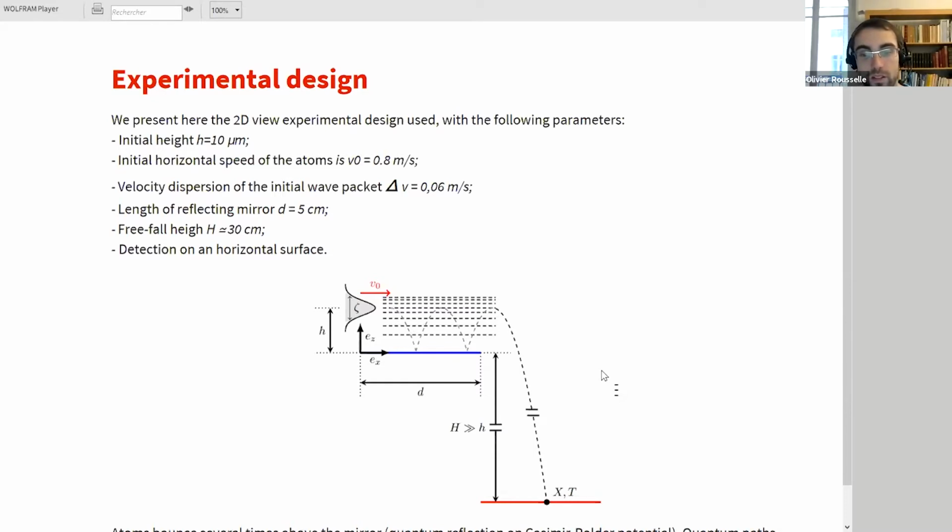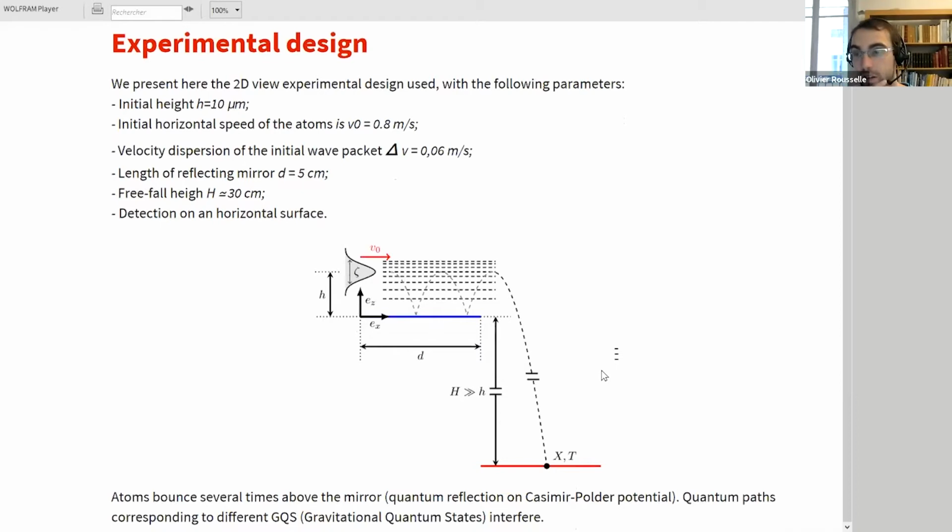That's the design that we want to simulate with Mathematica, with the different quantum trajectories. As I said, the different quantum paths correspond to different gravitational quantum states. I can also add that the height of the free fall is about 30 centimeters, and the detection is on a horizontal surface. So that's it.